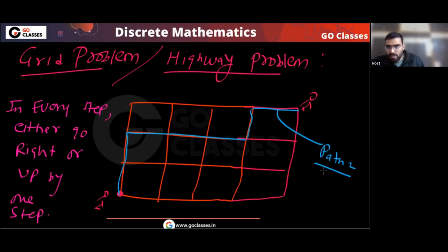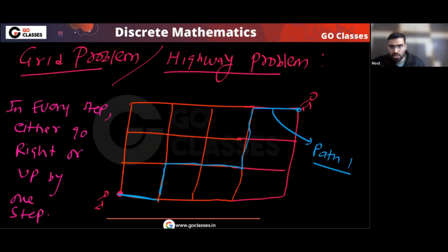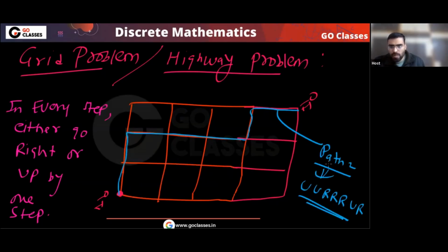For example, if you take path 2, then I can say you have taken up, right, up, right. So this is your path 2, meaning up, right, up, right. And what is path 1? Path 1 is right, up, right, up, right. Yes or no? So path 1 is right, up, right, up, right, and this is your path 2.